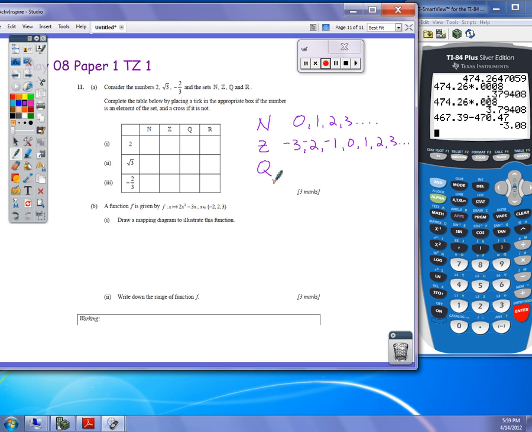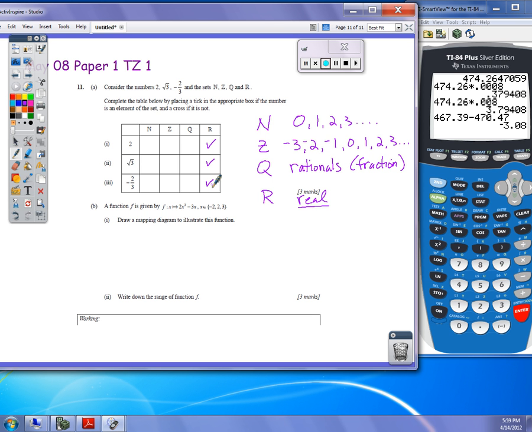Q, quotient, rational numbers. So quotient is dividing any number that can be expressed as a fraction. So those are the rational numbers. And I'm just going to have you think fraction right there. And then R are the set of real numbers. So a real number is anything except an imaginary number, and imaginary numbers are not part of the IB curriculum, so you can pretty much assume that any number that they give you will be a real number.